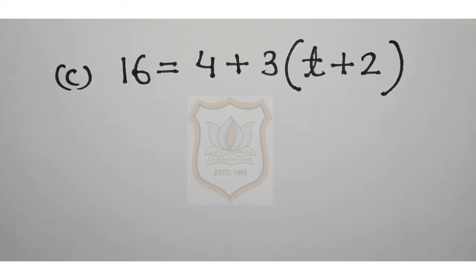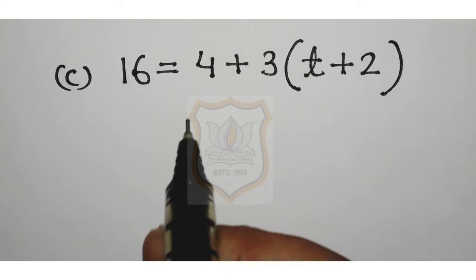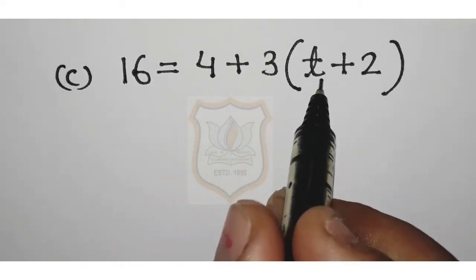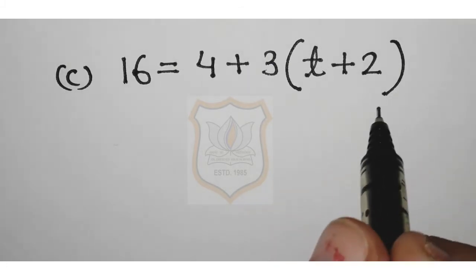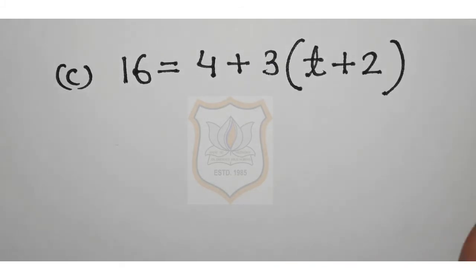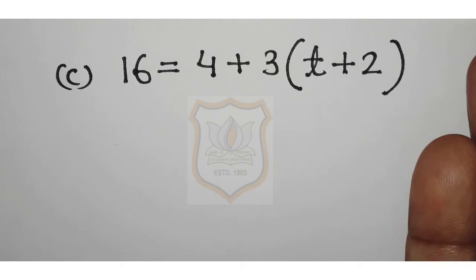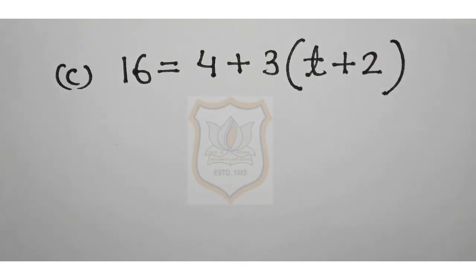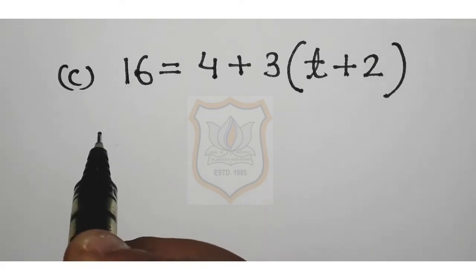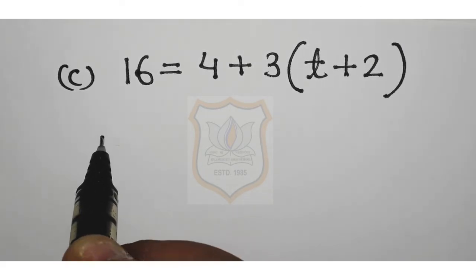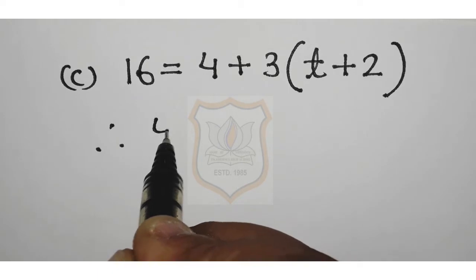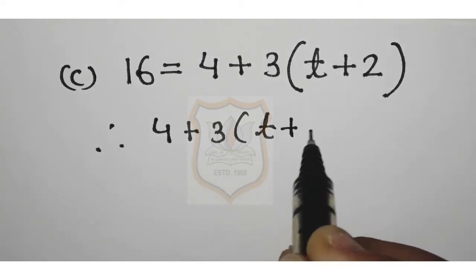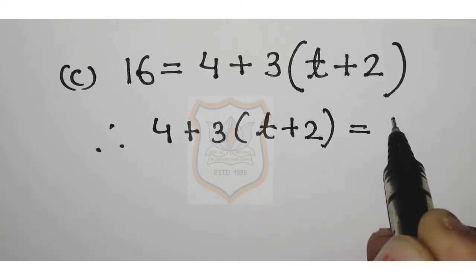Students, let us solve C part of question number 3, and that is 16 is equal to 4 plus 3 bracket t plus 2 bracket close. We can shift this right hand side towards the left hand side and this left hand side towards the right hand side. It will make no difference. It will make the equation easy. Therefore, 4 plus 3 bracket t plus 2 bracket close is equal to 16.